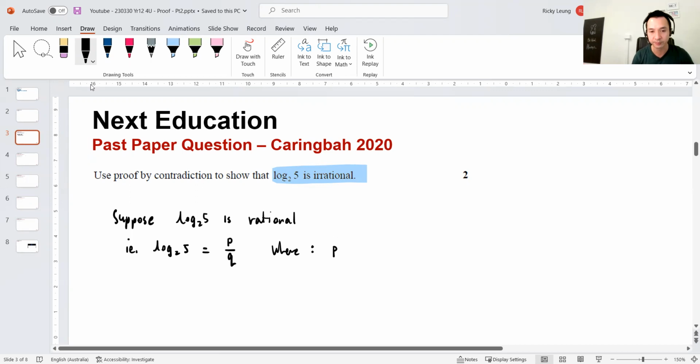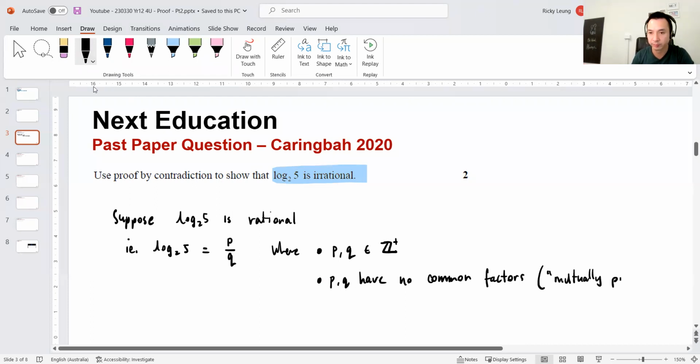Firstly, p and q are elements of the positive integers. Technically they can be integers, but the log is positive, so positive integers are safe. Maybe I'll put bullet points here. First bullet point, p and q are positive integers, and second bullet point, p and q have no common factors. I think some schools call that mutually prime. Yeah, mutually prime, no common factors.